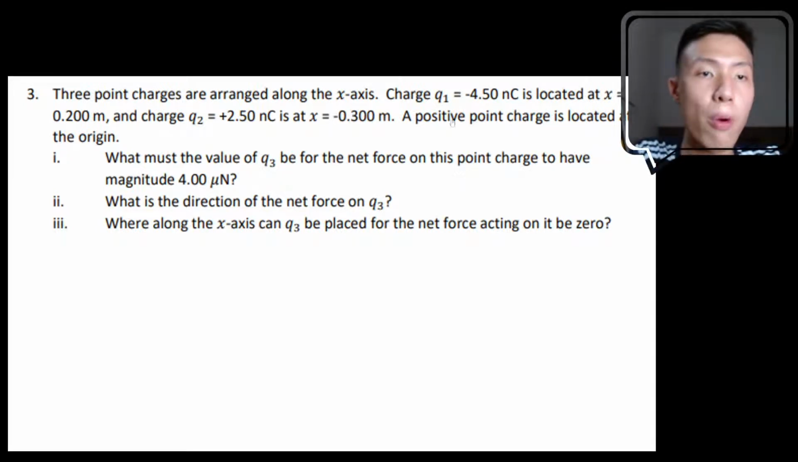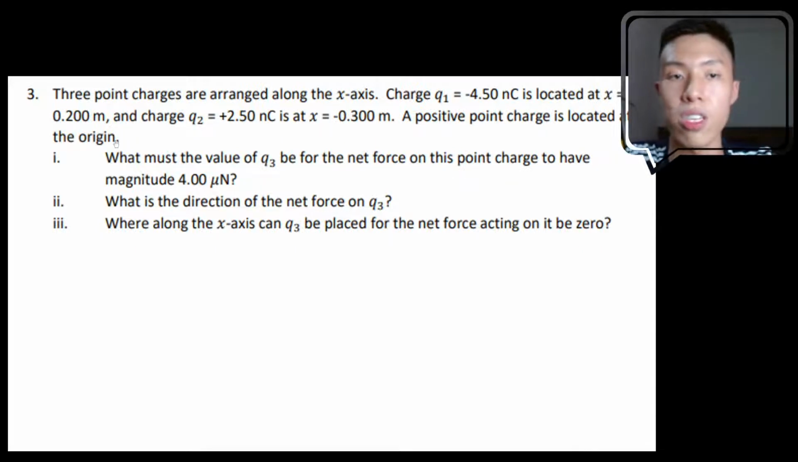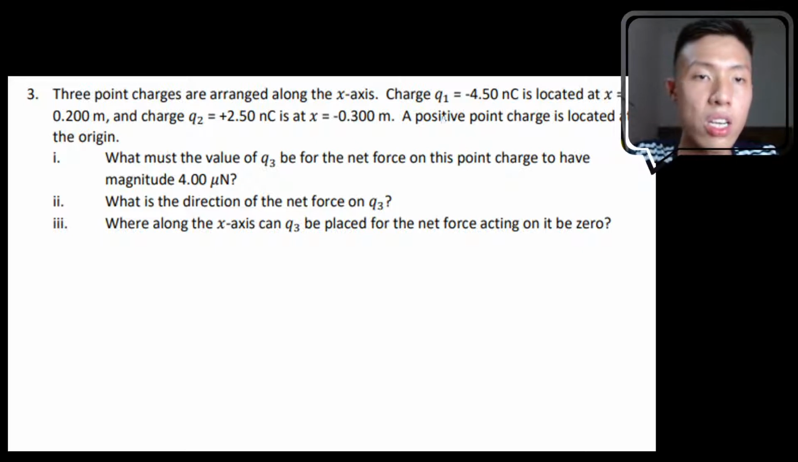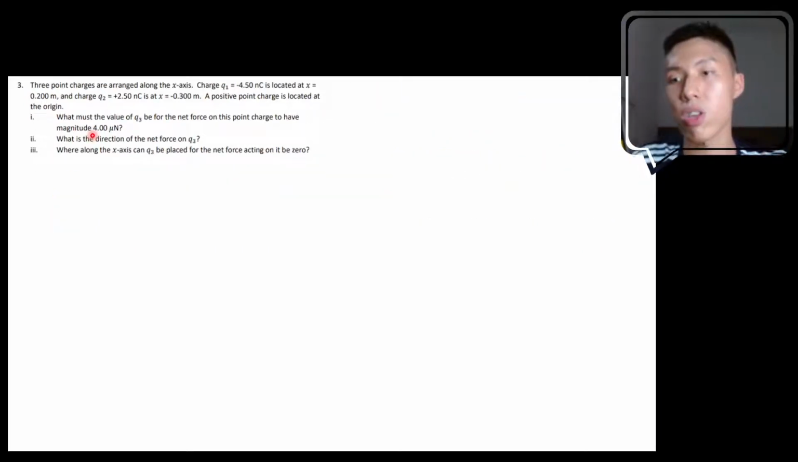Okay, so you have a point charge located at the origin. So there are 3 charges over here. I assume since this one is charge 1 that is located at x equals 0.2, charge 2 is located at x equals negative 0.3. So the third one will be charge Q3, and this charge Q3 is located at the origin. So let's draw out the situation here before we try to solve the problem.